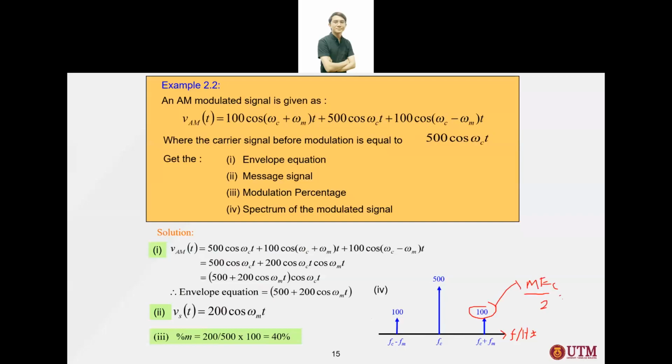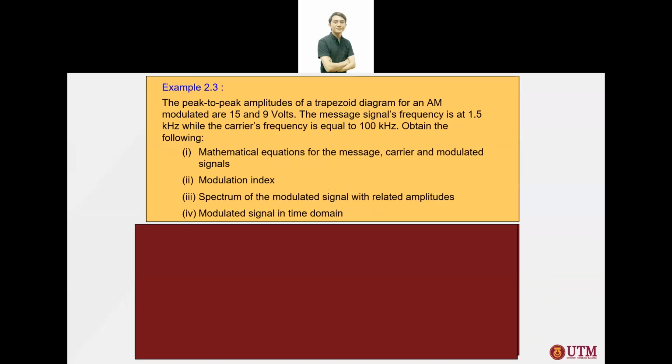So 100 you get from the result of M EC over 2. M you get, what was M just now? 0.4. So 0.4 times EC, which is 500, over 2. So you should be able to get 100. Yes, the peak to peak amplitude.